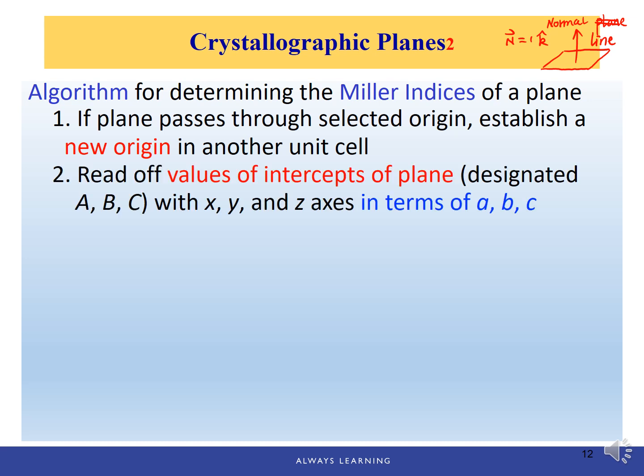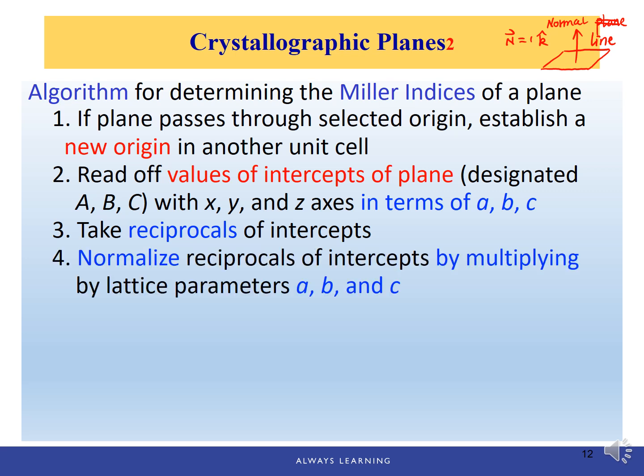Second, read off the values of intercepts of the plane with x, y, and z axis respectively, and those intercepts will be expressed in terms of the lattice parameter a, b, and c respectively. Number 3, take the reciprocals of the intercepts we got from step 2. Number 4, normalize reciprocals of intercepts by multiplying by the lattice parameters a, b, and c.